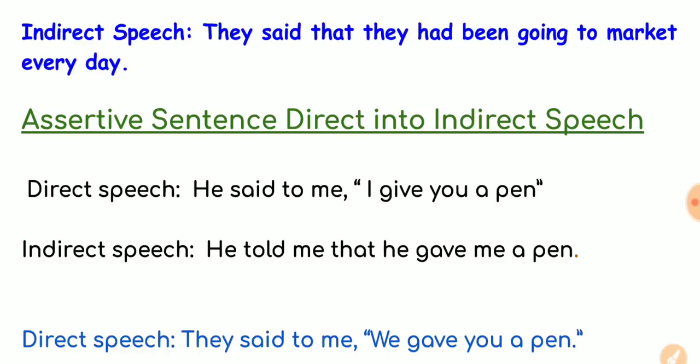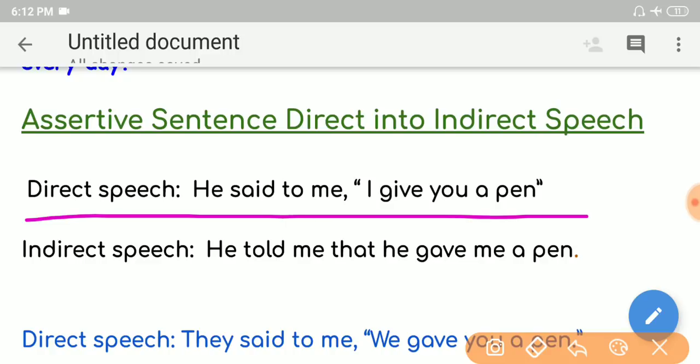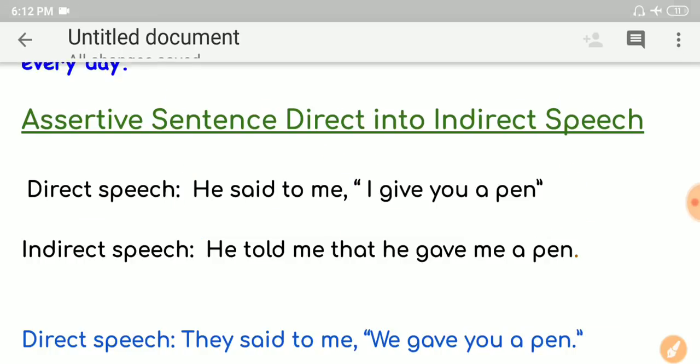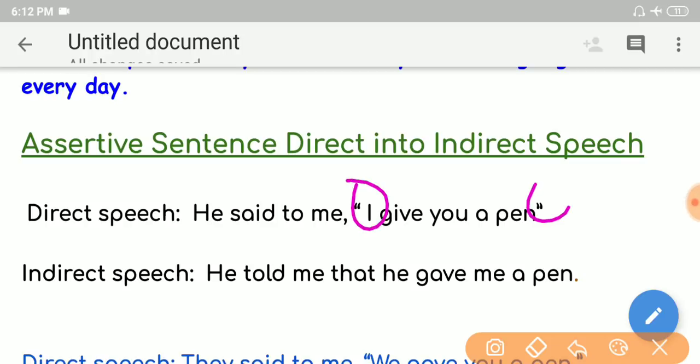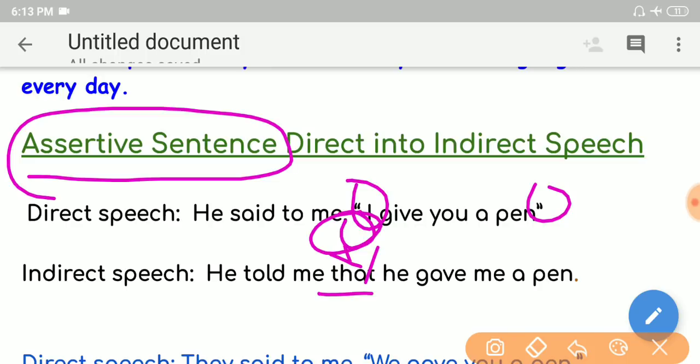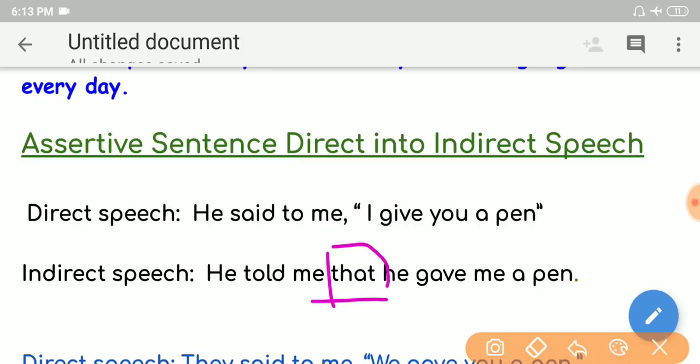See, my dear friends, in direct speech, "He said to me" is the reporting clause. "I give you a pen" is the actual clause or reported clause. The actual clause is quoted within double inverted commas. The reporting clause and actual clause are separated by a comma in direct speech. But in indirect speech, we must remove all these inverted commas, and the comma should be removed. Instead of the comma, we must use one conjunction. If the given sentence is an assertive sentence, we must always use that as the conjunction, my dear friends.